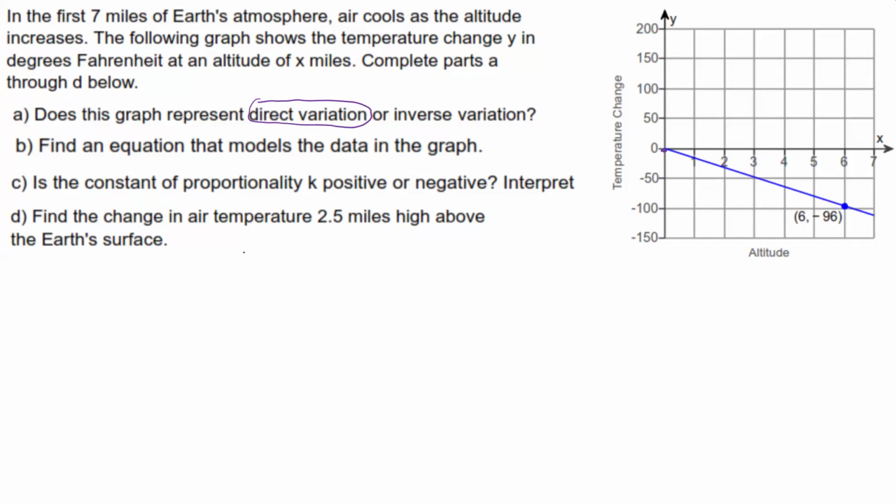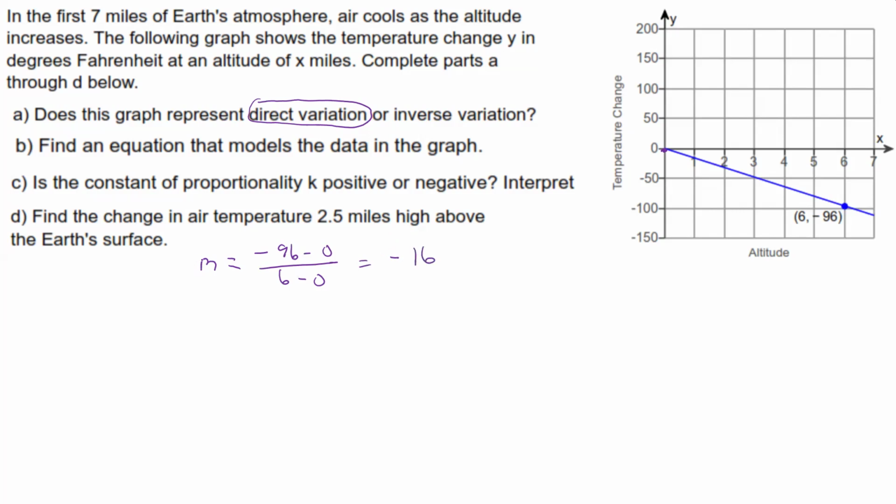So what we have is slope is equal to change in y, so minus 96 minus 0, over 6 minus 0. And so that's going to be the minus 96 divided by the 6. So that's going to be what, minus 16?